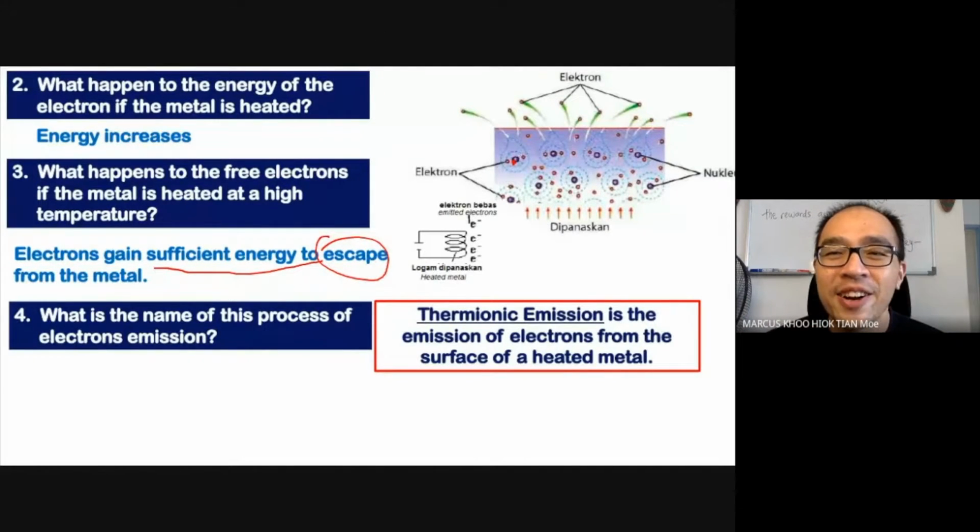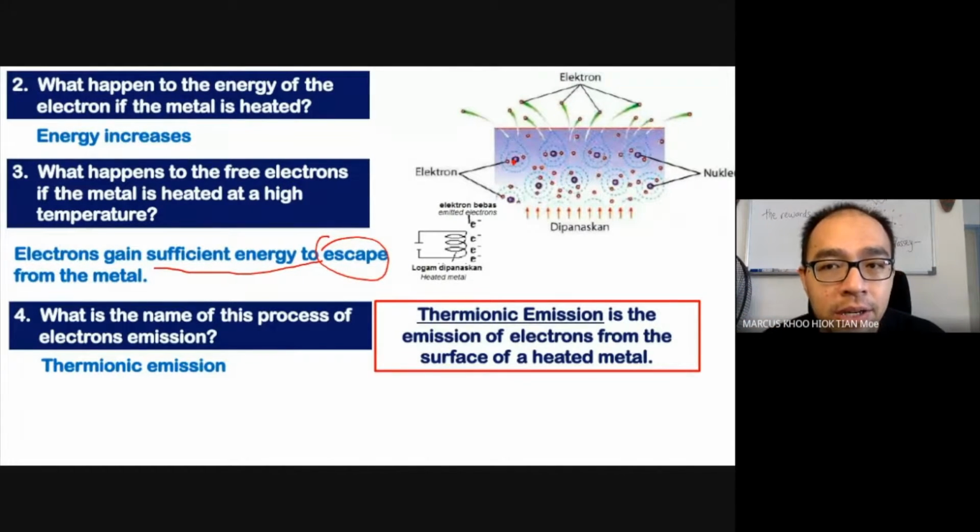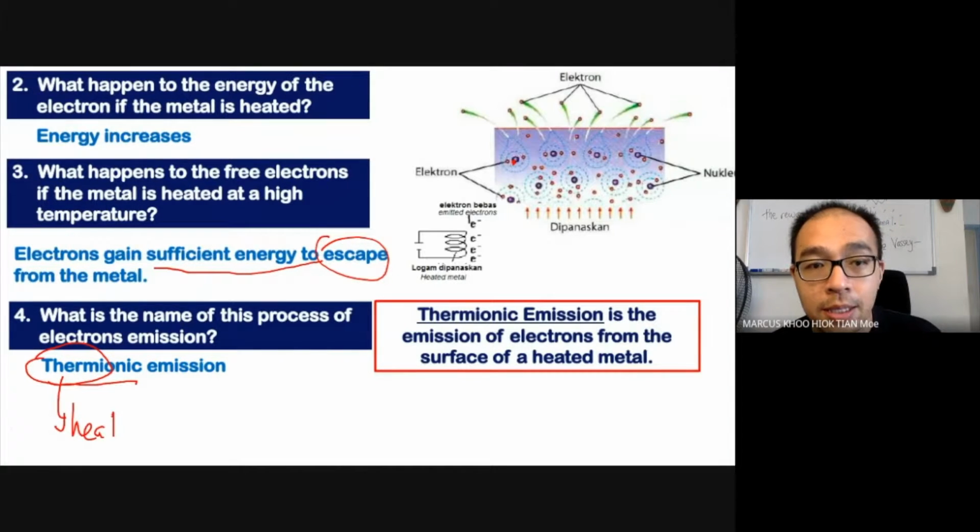Wow. Okay, so it's like, you provide the heat. You provide the heat, electrons get enough heat and they will get enough energy to escape. So the name of this process is called thermionic emission. Why thermionic? Because of the word therma. Okay, therma refers to the word heat, like thermal equilibrium. Now ionic because there are ions involved here and specifically electrons.